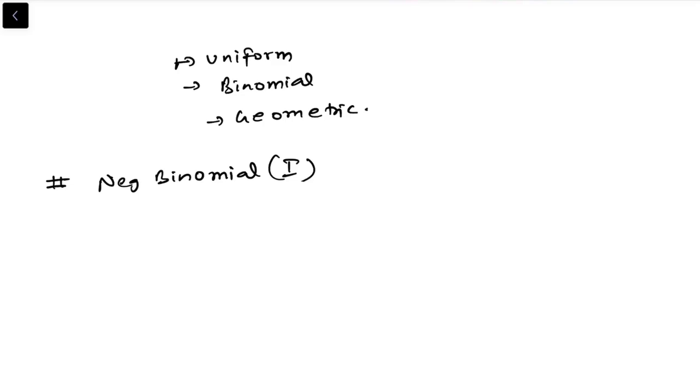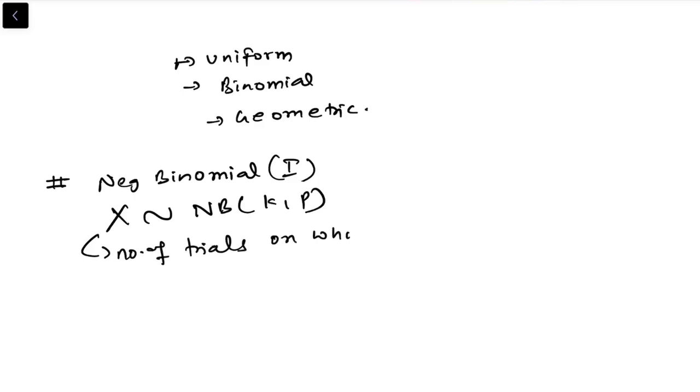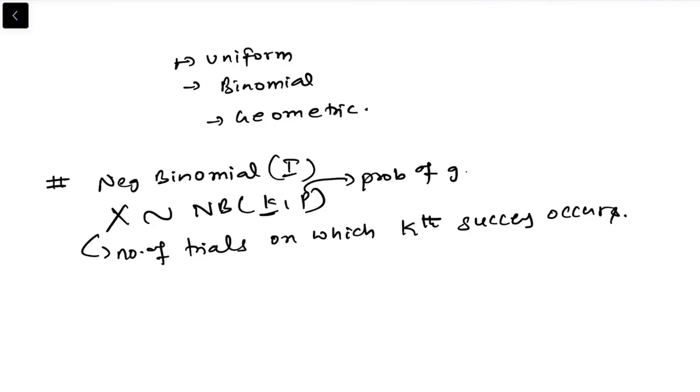First, we'll look at type 1. Notation is X follows negative binomial (k, p), where X is the number of trials on which the kth success occurs, and k is the kth success, p is the probability of getting the kth success in the xth trial.